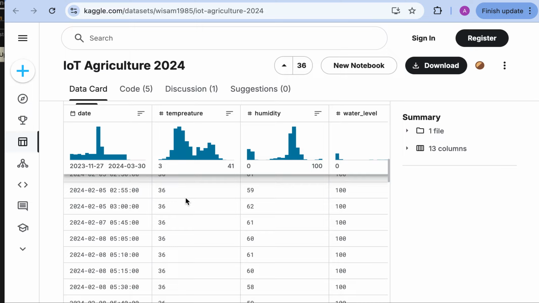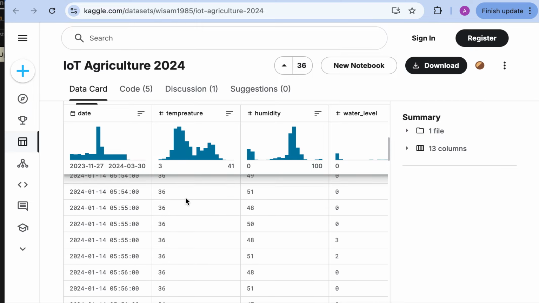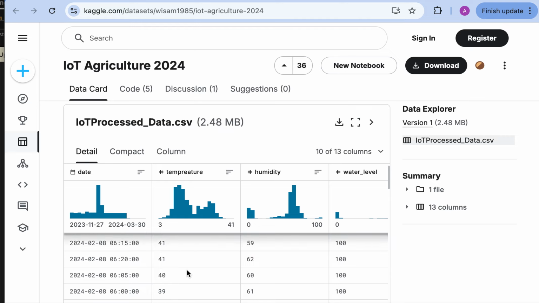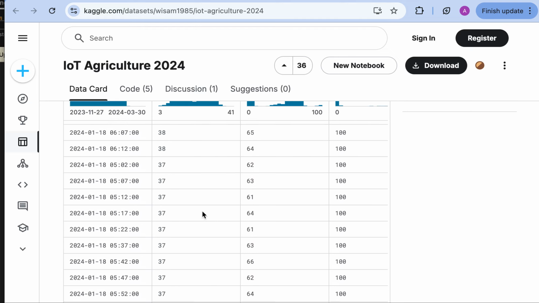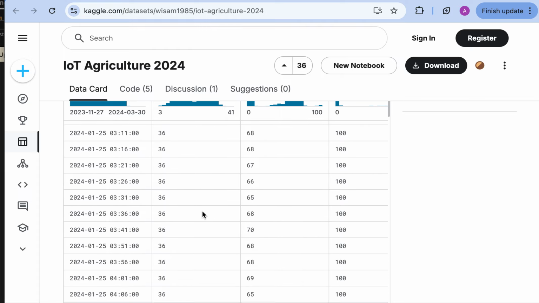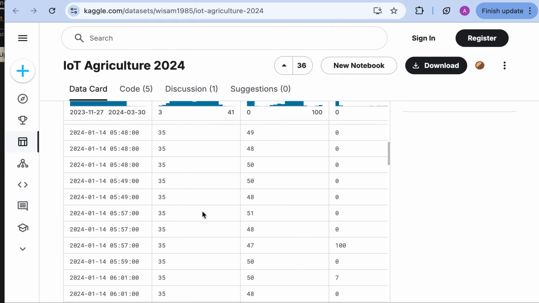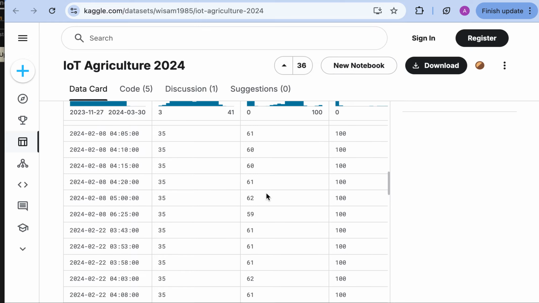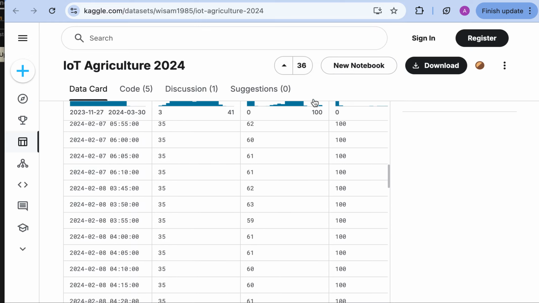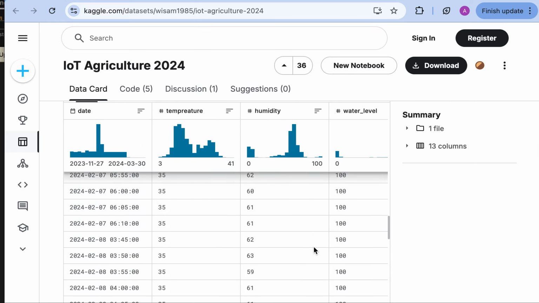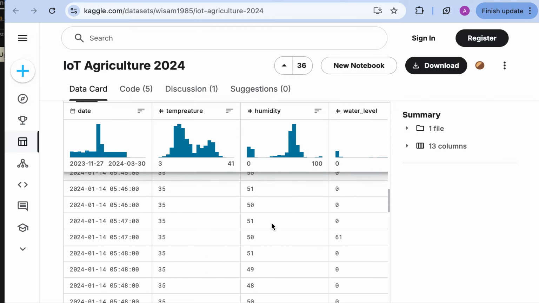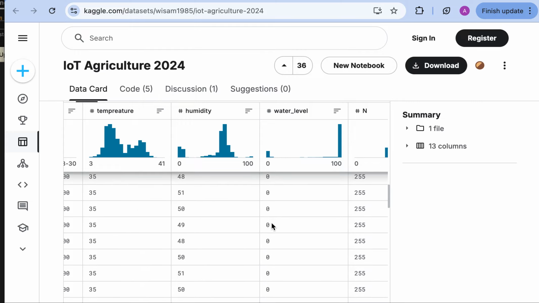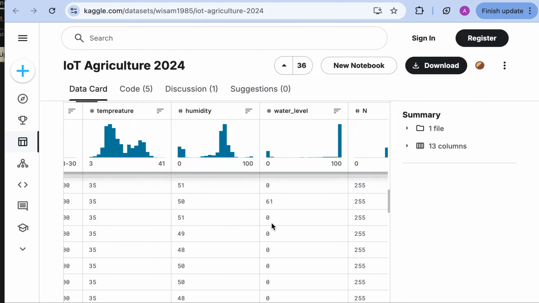Temperatures, of course, vary. We started with 41. It dropped, increased when needed, of course, and the whole thing is seasonal. Also here with the humidity, it's also seasonal. We can see it changing, and the water level is pretty stable, and nah, it changes.